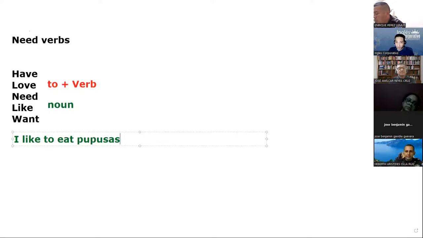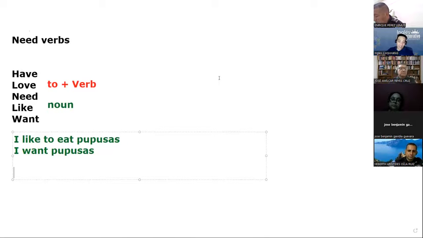Bien, súper rápido. Si tengo cualquiera de esos verbos de necesidad, como yo les llamo, voy a ocupar la preposición to. Si lo que sigue después de cualquiera de estos verbos es otro verbo, lo voy a separar con to. Si lo que sigue es un nombre, un noun, no necesito la preposición to. Si solo quiero decir que yo tengo, yo amo, yo necesito, yo quiero pupusas, no necesito la preposición to. Yo quiero pupusas. I want pupusas. Got it? Esto es rápido, no es algo muy difícil. Solo recuerden utilizarlo de esa manera. ¿Qué voy a decir? Un verbo a continuación de like, want, have, need.